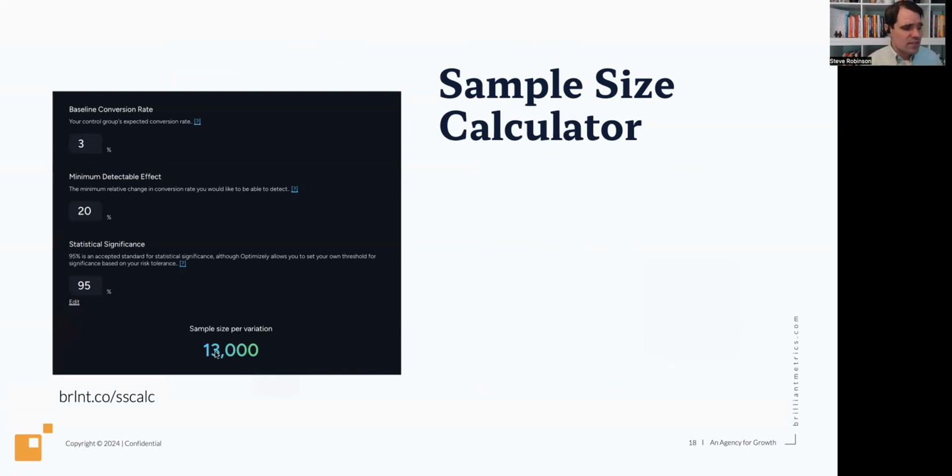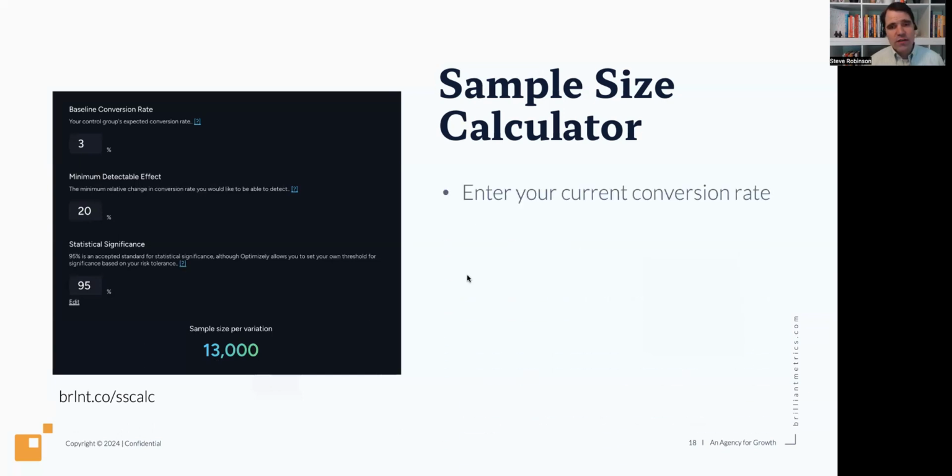So the three main inputs, this is the sample size calculator from Optimizely, by the way. Someday we'll build one on our website, but we haven't gotten to that yet. You can get to it through this short URL here, brlnt.co/sscalc. Inside of the sample size calculator, there are three inputs and one output.